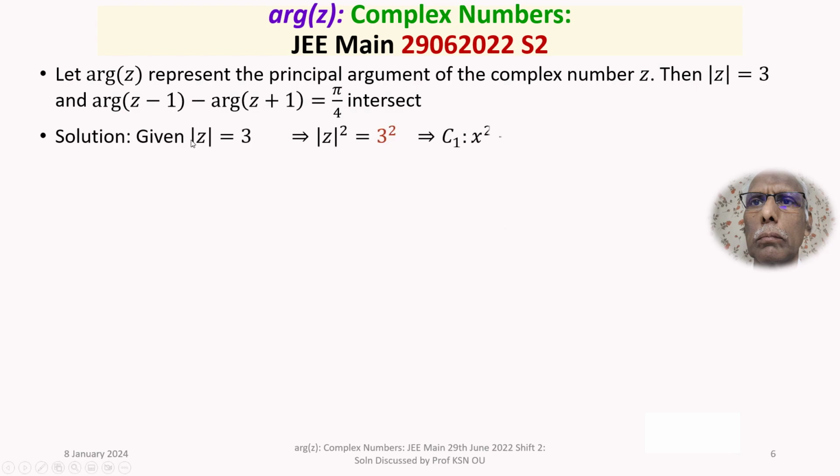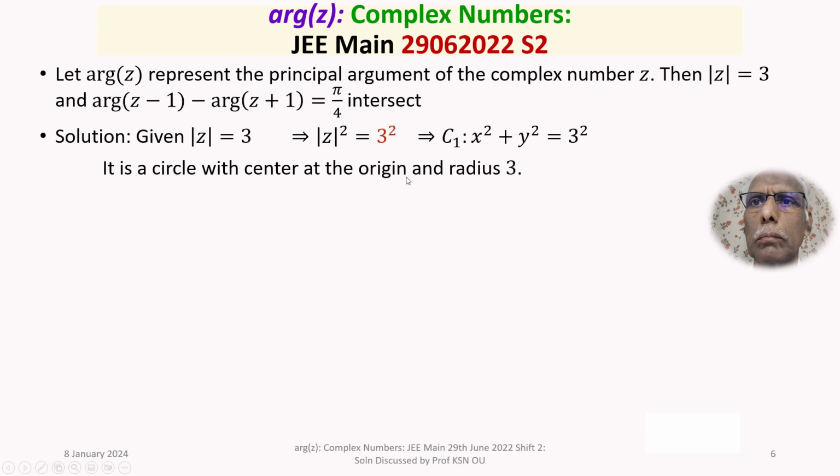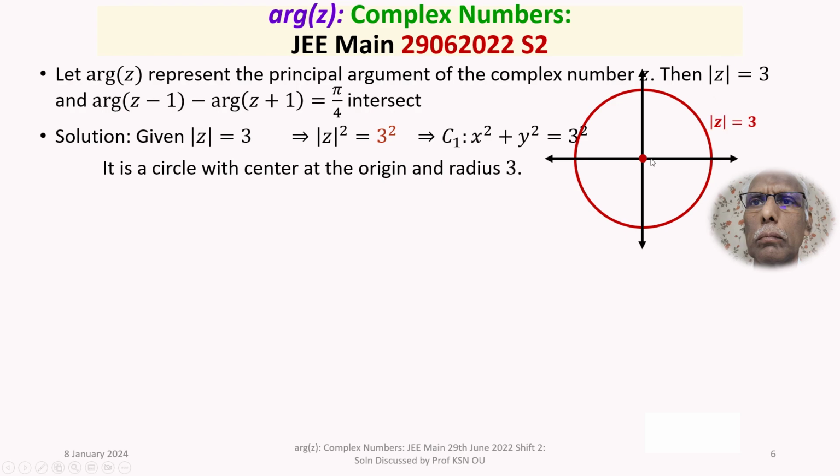We are given mod z is equal to 3. Squaring on both sides, mod z square is equal to 3 square. Writing x plus iy for z, we get mod of x plus iy whole square, which is x square plus y square, is equal to 3 square. This is a circle and let us represent it by C1. It is a circle with center at the origin and radius 3. Here is the real axis, the imaginary axis, the origin, and mod z is equal to 3.